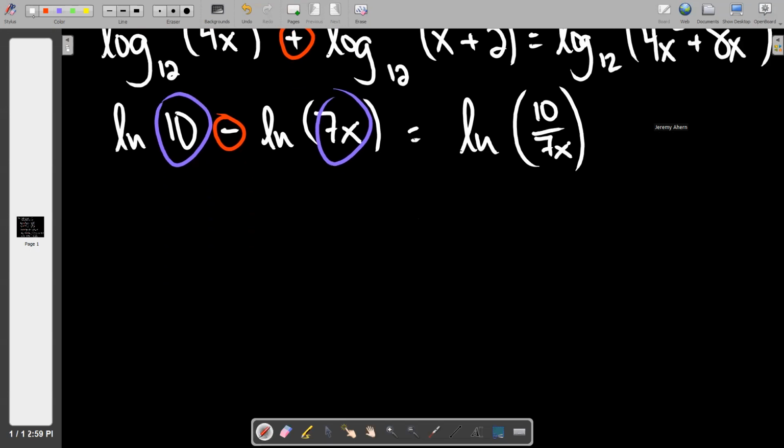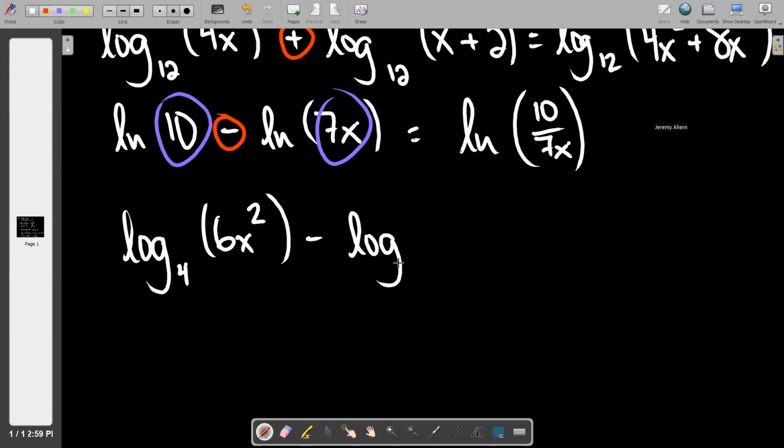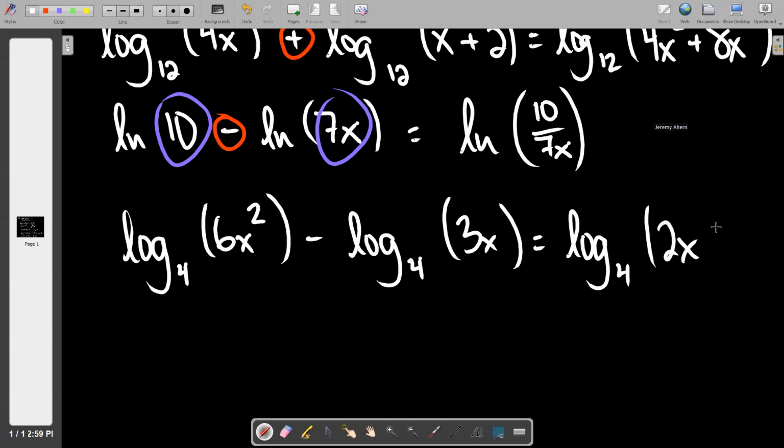Okay. How about this one? How about log base 4 of 6x squared minus log base 4 of 3x. First off, what mathematical operation are we going to use when we condense? Division for sure. Good job, guys. Minus condenses to divide. So I'm going to condense it into a log with a base of 4. And what's the argument going to be? It would just be 2x, right?